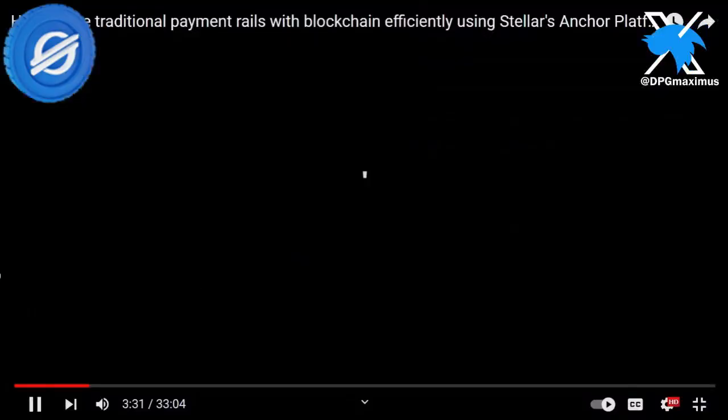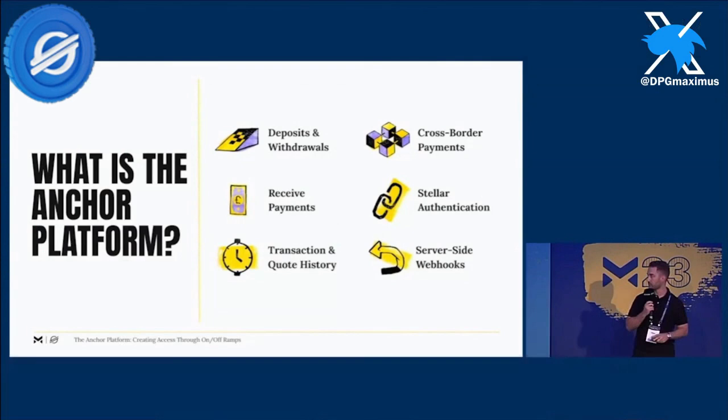So what is the Anchor platform? Well, at a high level, there's two primary use cases. There's deposits and withdrawals on and off Stellar, but there's also cross-border payments through Stellar. And under the hood, there are several smaller modules enabled through this technology that you could use independently of those use cases, but they're also leveraged as a part of those flows. That's receiving payments, and authenticating with your Stellar account as a single sign-on feature, right? No need to have a username and password for every decentralized application or Web3 service that is being offered.